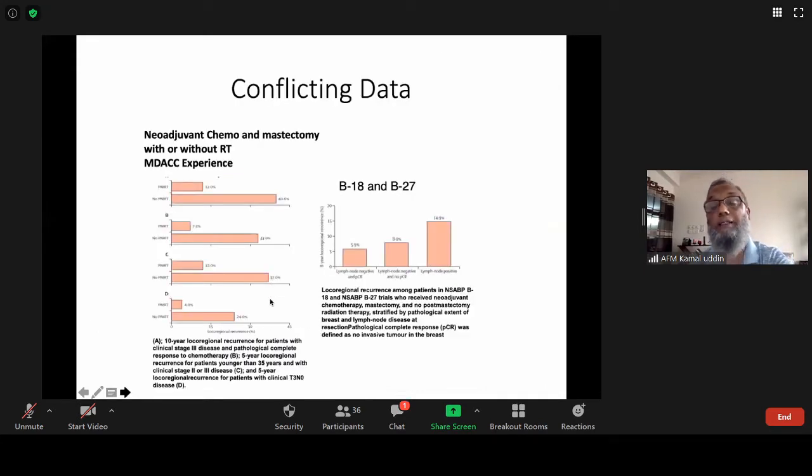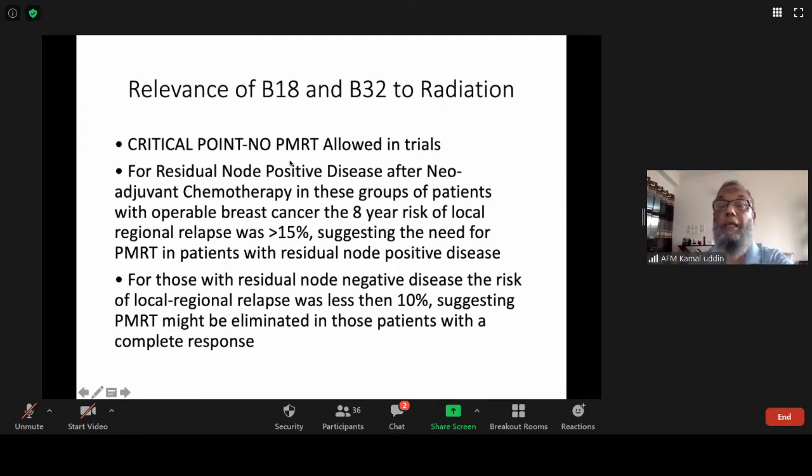So if you look, there are some conflicting data: in MD Anderson, they are telling that only the advanced stage is beneficial, but in B-18 and 27, they are saying there is benefit in all groups, but definitely the lymph node positive group is of highest benefit. In the B-18 and 32 study, they have not used any PMRT, and they showed that the node positive group after neoadjuvant chemotherapy had a higher recurrence rate of 15% compared to the node negative group. So it gives a clue that we should be using adjuvant radiotherapy in this group of patients.